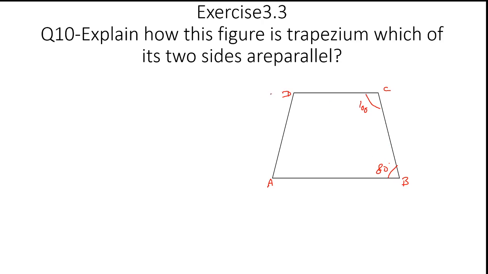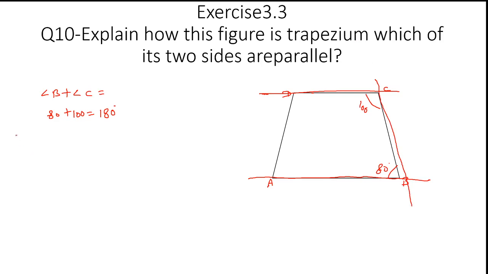So here if we extend, we can see the sum of angle B plus angle C. Angle B is 80 degrees and angle C is 100 degrees. The sum of these two angles is 180 degrees. So we can say that these two are interior angles. When DC and AB are parallel, these two parallel lines are cut by the transversal line CB.